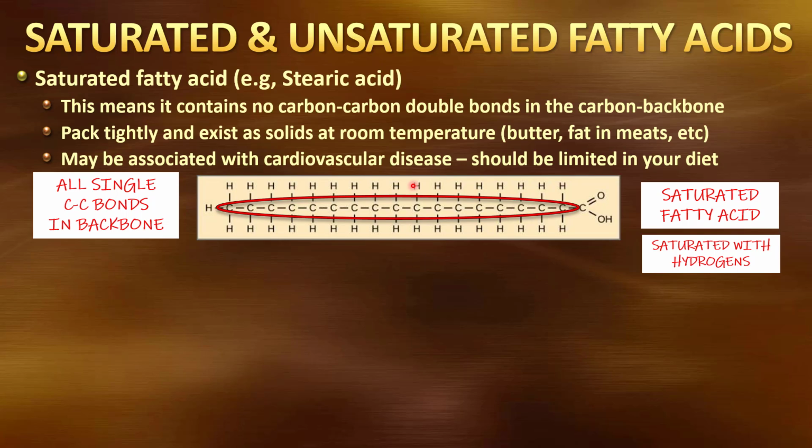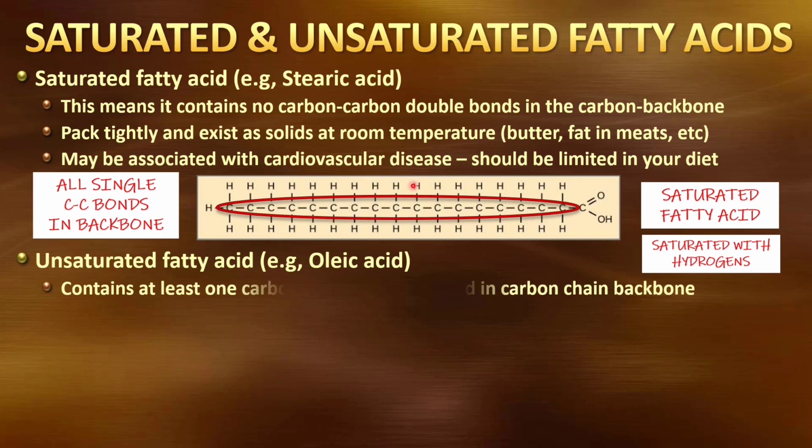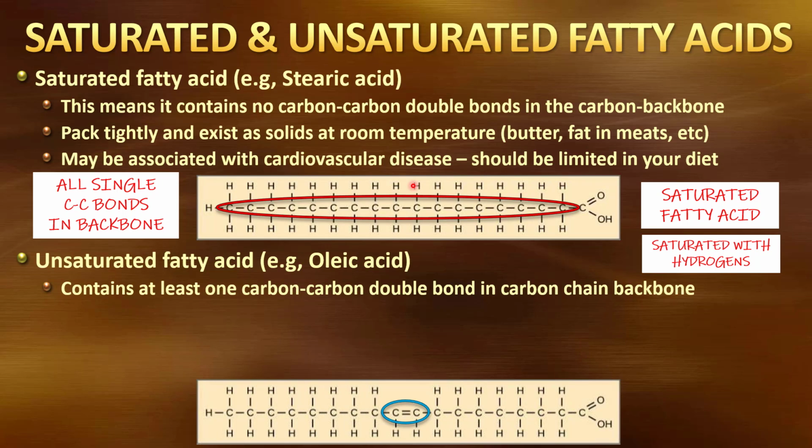And so if I remove some hydrogens, then it's no longer saturated with hydrogen, so it would be an unsaturated fatty acid. So let's take a look at that. An unsaturated fatty acid will have at least one carbon-carbon double bond in that backbone. This one shows we have one in there. And notice that we have removed some hydrogens.